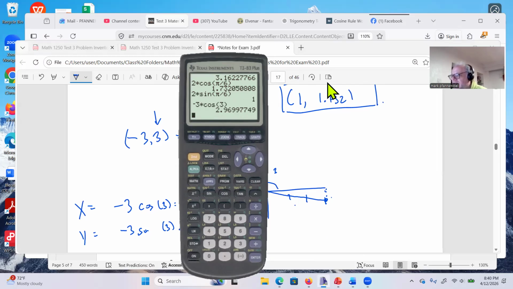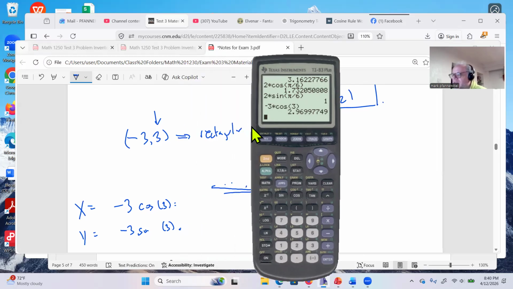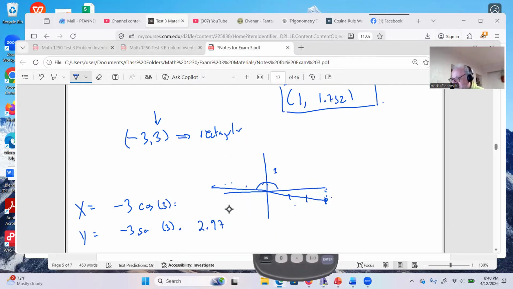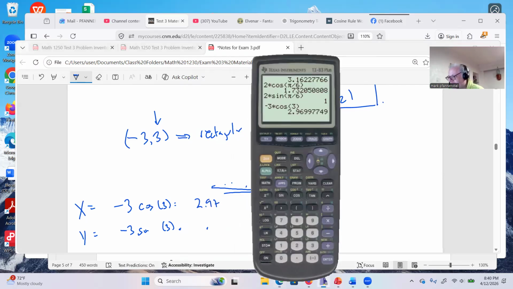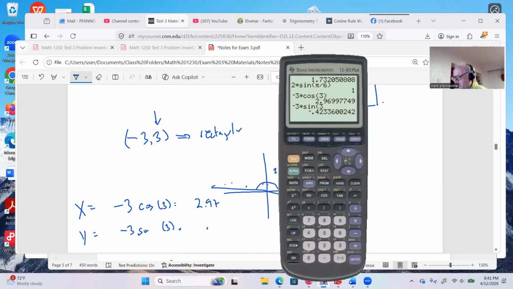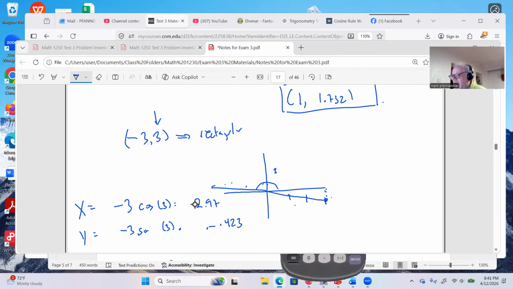All right. Hey, would you look at that? We got 2.9. It's almost pi, so it's almost going to be -1. So we end up with 2.97 in this case. That's my x value. Let's make sure we put that on our x. Sine is going to be almost zero. So we have negative 3 times sine of 3. And again, it knows it's in the second quadrant. So we end up with negative 0.423. So the point I'm looking to say is 2.97, comma, negative 0.423.